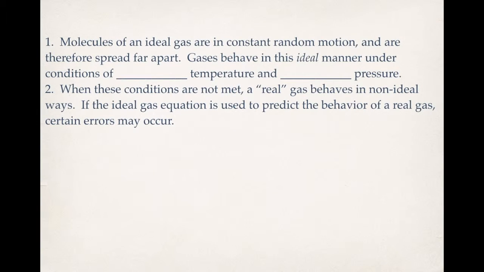So let's understand quickly the situations in which real gases can act almost like ideal gases. Molecules of an ideal gas are in constant motion, and they are spread extremely far apart from one another. So if gases want to act ideally, in order to simulate this being extremely spread apart, and therefore having no volume and having no attraction between molecules, gases need to have high temperature and low pressure. So let's actually look at a graph that helps us to understand this.